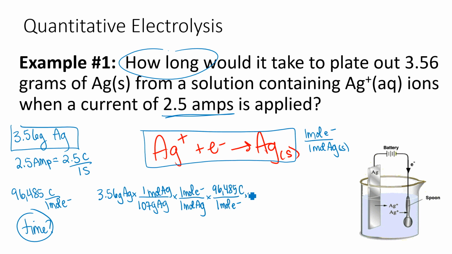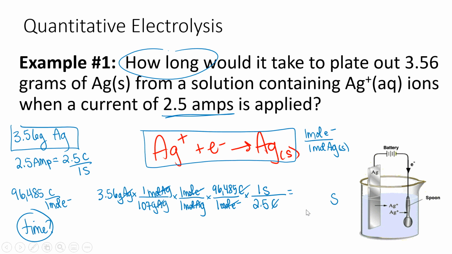So that's coulombs. And then if I know coulombs, and I know the current tells me the coulombs per second, I could say, okay, and there's 2.5 coulombs per second. So I set this up using some dimensional analysis to get me from grams silver to moles electrons to coulombs to finally seconds.